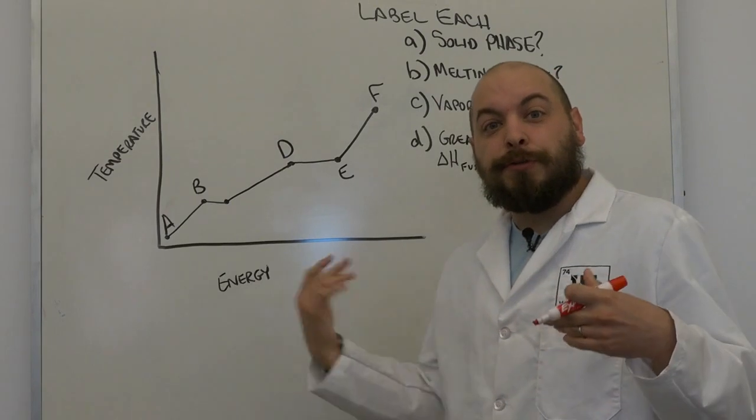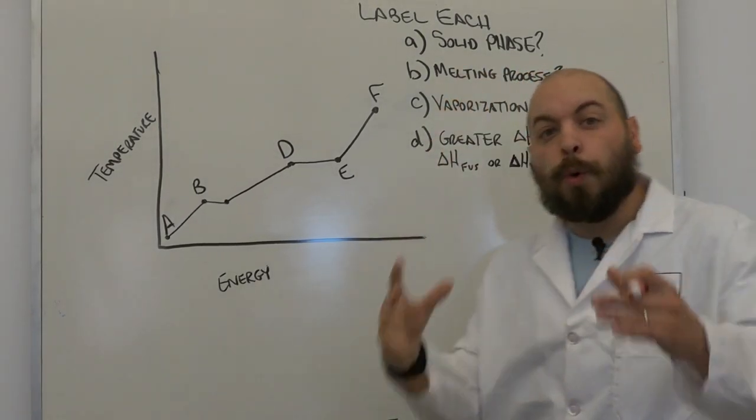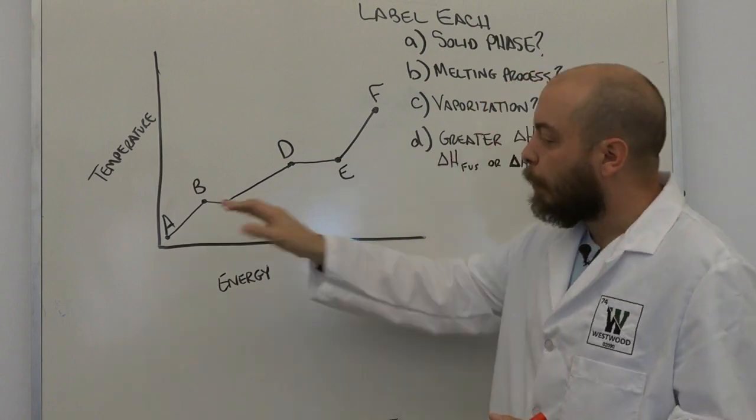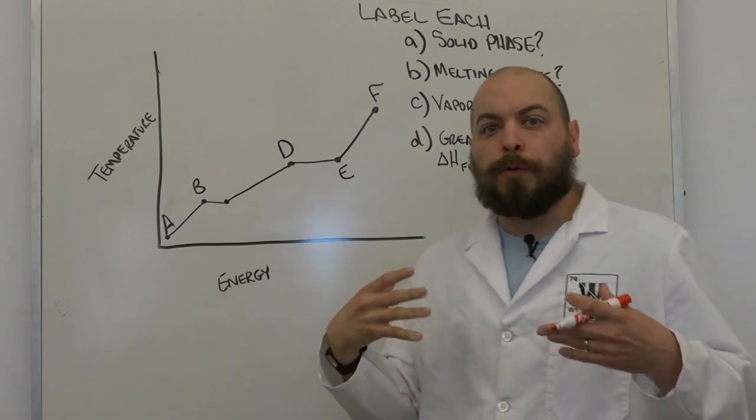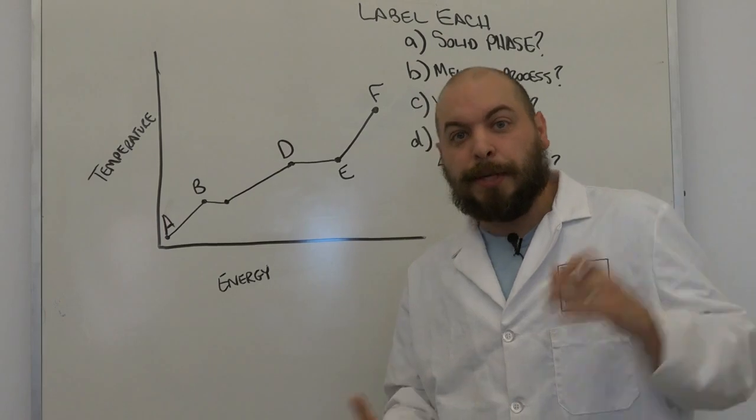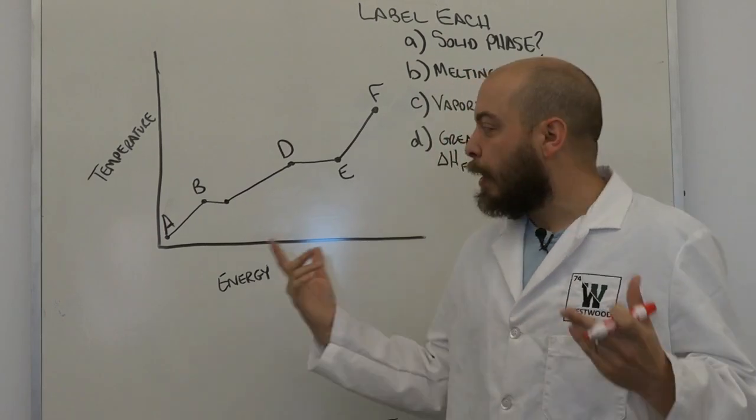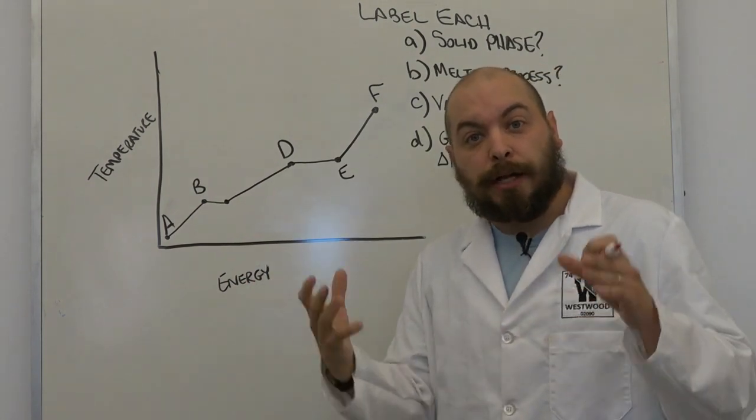All right, so now I've had a few seconds to work on it. Let's go through this together. The first one was asking, where am I in my solid phase? Now my solid phase, if you remember from the heating curve, is going to be the point where I have the lowest temperature. It's going to be a change in kinetic energy because we're staying in the same phase. And so therefore that's going to be A to B. So from points A to B, I'm in my solid phase.